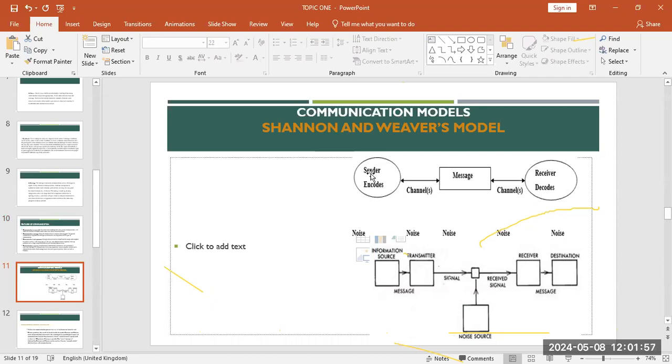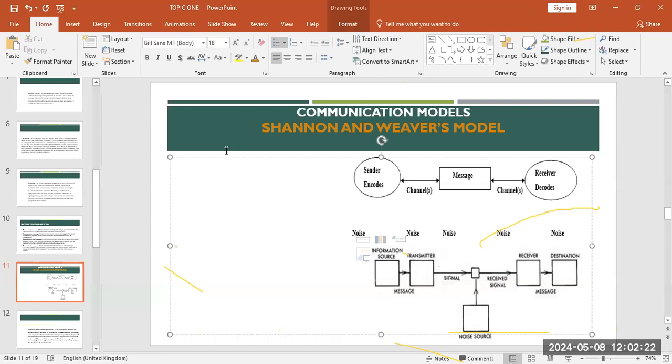We have the Shannon and Weaver model. It talks about the sender who encodes the message. After encoding, the message passes through a channel, then it gets to the receiver. Then the receiver decodes the message, but we don't have what we call feedback. The model explains this very well, whereby there is an information source, which is the sender. There is the transmitter, then the signal. Once the signal is received, there is also noise in between.